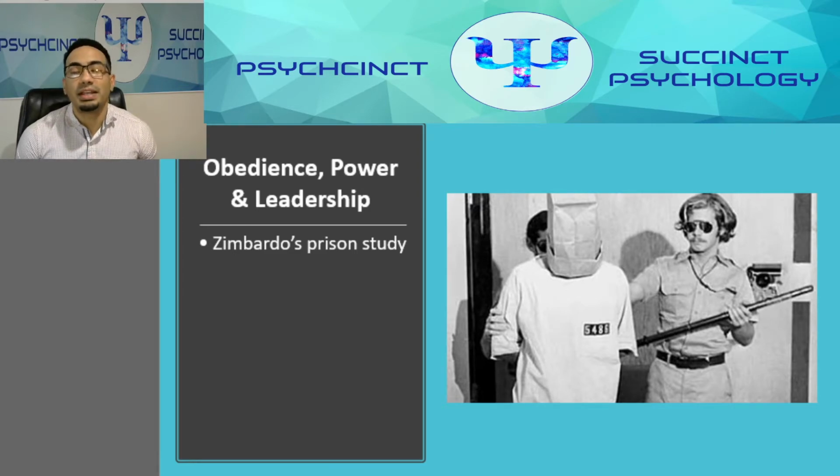The two groups were placed in a setting that was designed to look like a real prison, and the role play began. The study was expected to run for 2 weeks. However, on the second day, the prisoners tried to rebel against the guards. The guards quickly moved to stop the rebellion by using psychological punishments and physical abuse.